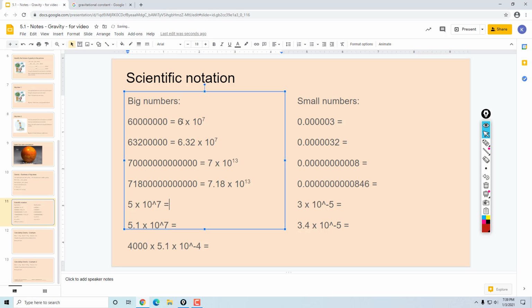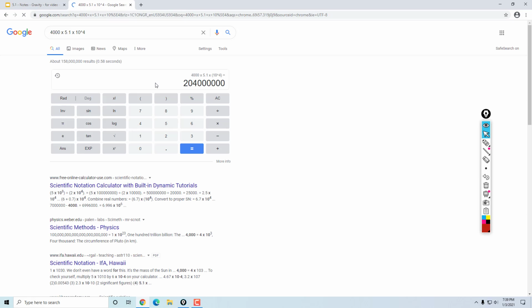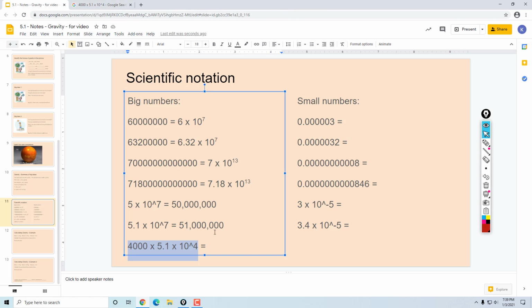We can also go the other direction. So 5 times 10 to the 7 is just 5 followed by 7 zeros. Every 3 zeros we can add a comma. In the US, we use commas. For this one, we could just plug this into Google and see. We get 204 followed by 6 zeros.